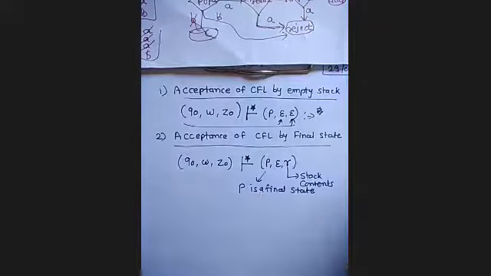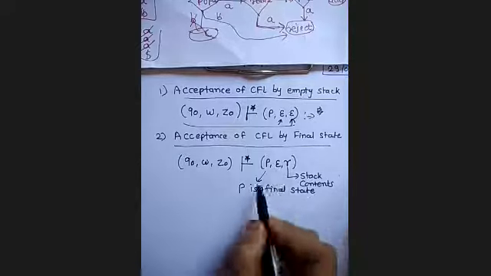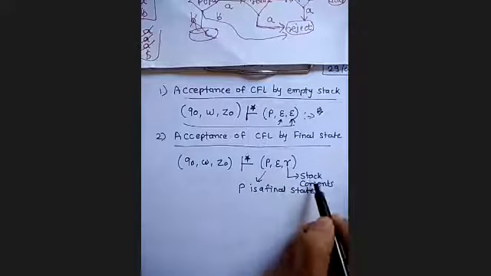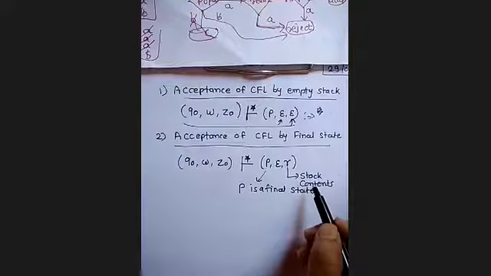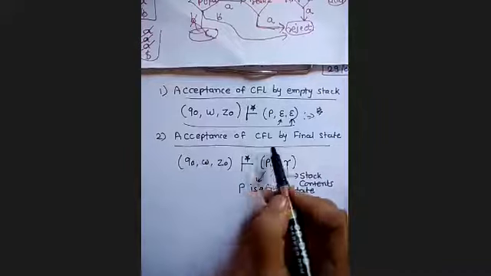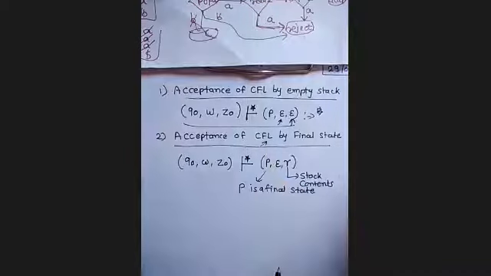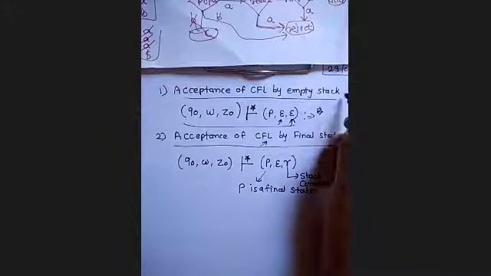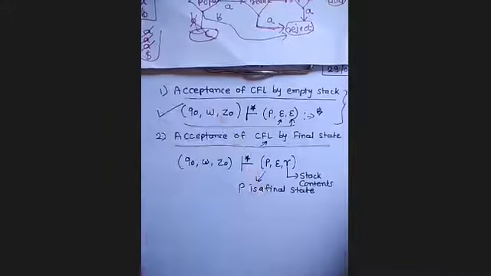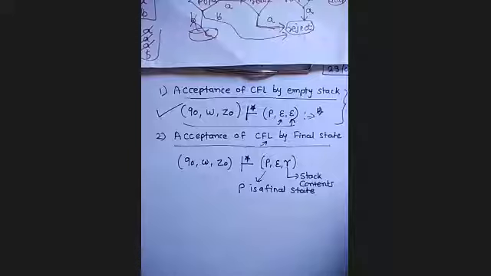Input ends and you are in the final state. This gamma is the stack content; the stack may not be empty in this case. In that case also you will accept the CFL. In our case, what I told, we are going to use acceptance of CFL by empty stack. It means each time whenever our input ends, we'll check whether the stack is empty or not. Only if the stack is empty will we accept that string.